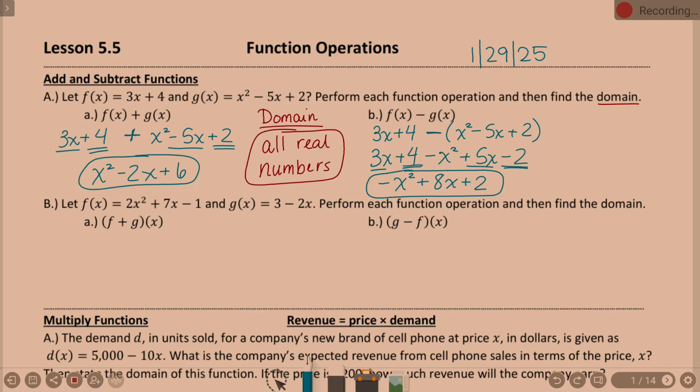What about the domain? Didn't we kind of already talk about it? F was already all real numbers. G was already all real numbers. Put them together, it's still all real numbers. So again, domain, all real numbers.